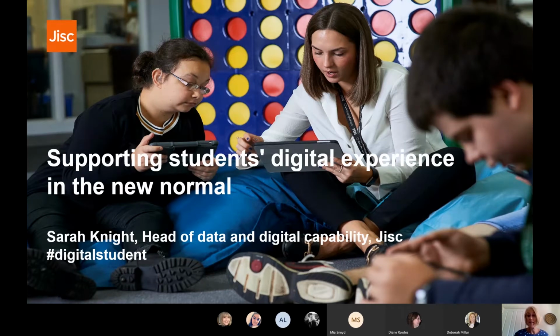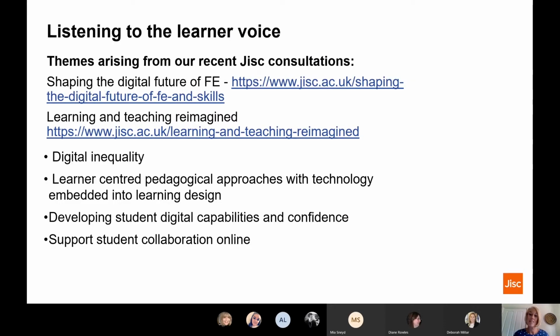And this is going to be based on and picks up some of the themes that you have probably been discussing, no doubt, in some of your other sessions today. But for our work, we have been having some quite large consultations with the sector over the past few months around how staff and students are experiencing remote working and learning in this new normal.